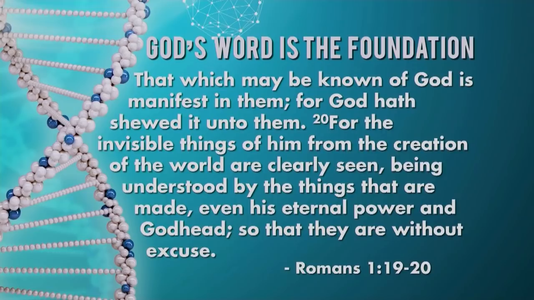This is why God says what he says in Romans 1, verse 19 through 20. God said, that which may be known about God is manifest. That means obvious to them, every human being, because God has shown it to us. He's shown us his fingerprints. The invisible things of God from the creation of the world are clearly seen, being understood by what has been made: the proteins, the DNA, the molecules of life, the complexity of life.